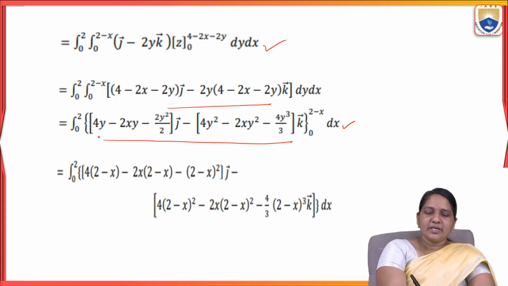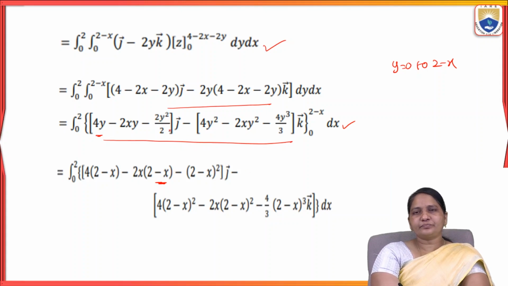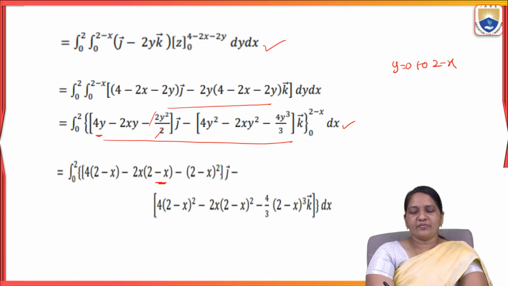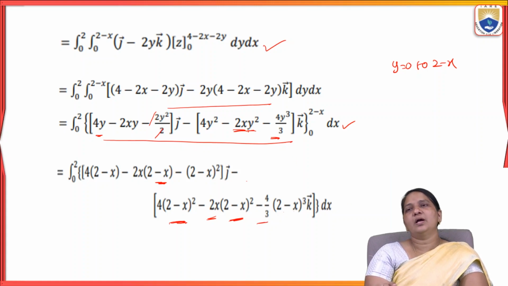So we can observe here, in place of y we have to replace 2 minus x because y limits are 0 to 2 minus x. So here y into, so 2 minus x minus 0 minus 2x into, in place of y again 2 minus x minus 2 minus x, 2 will be cancelled here. So here y square means 2 minus x whole square into j bar minus, next one is 4y square. So 4 into y square, 2 minus x whole square minus 2x into again y square. Y square means 2 minus x whole square. So here minus 4 by 3 into y cube. Y cube is 2 minus x whole cube k bar dx.